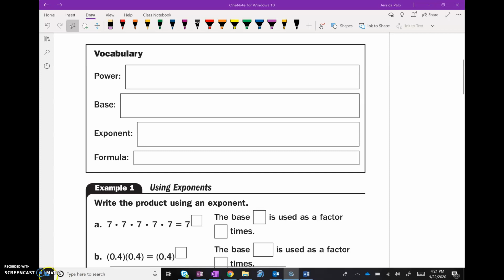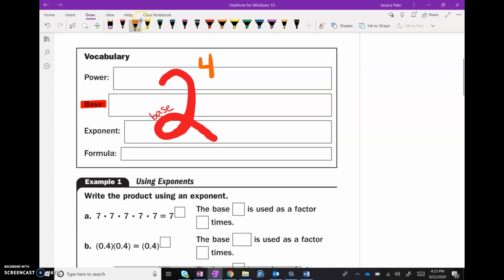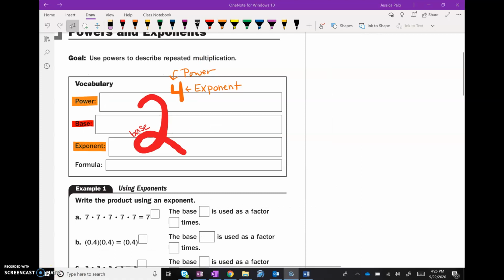a diagram. All right, first, let's identify this big number. The big number is called the base. The small number in the top right is the power or the exponent. Because the exponent has all the power, get it? It gets to tell the base how many times it's going to be used as a factor.